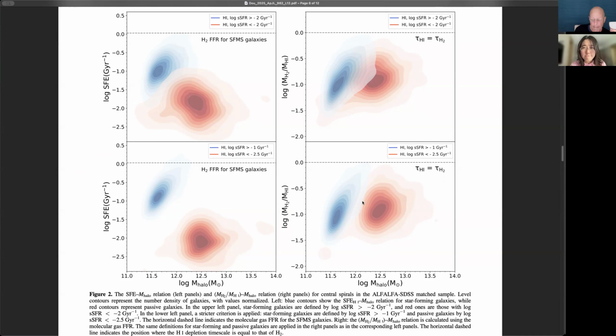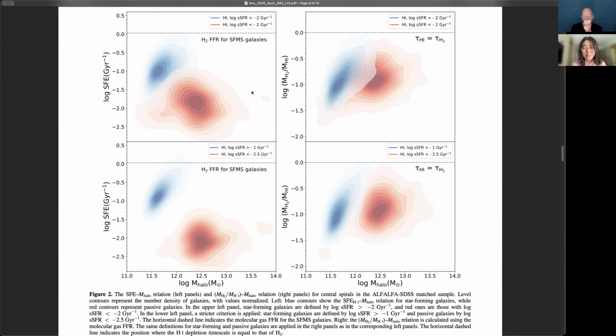And let's first look at the blue contours, which are the star-forming galaxies. You can see that both the star formation efficiency and the H2 to H1 ratio increase with the dark matter halo mass, which means that the halo has an impact on the gas conversion and the star formation in galaxies. But how does it work?